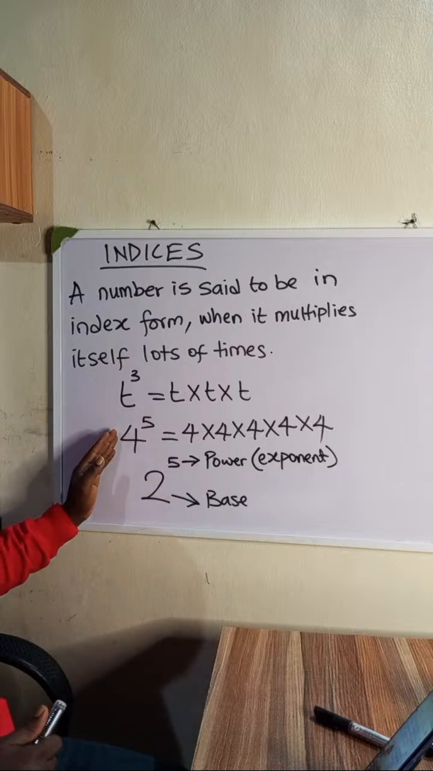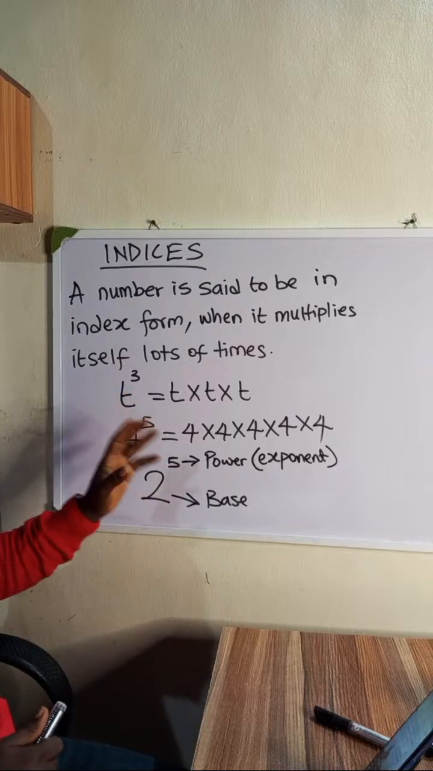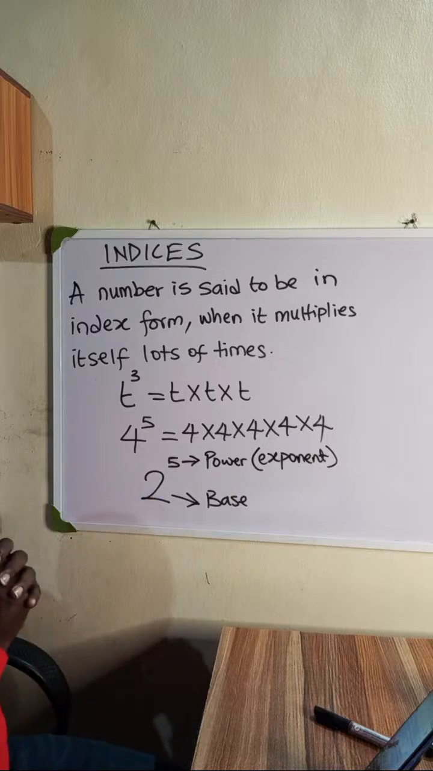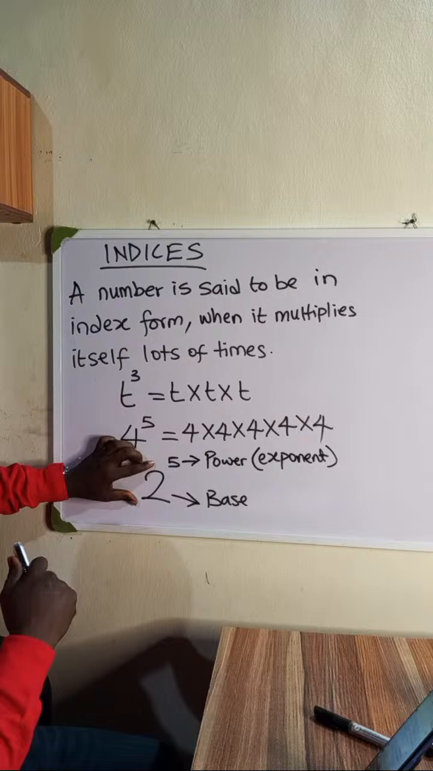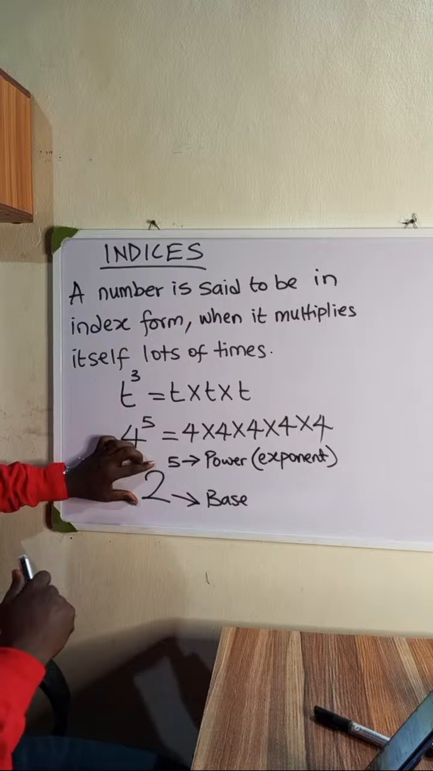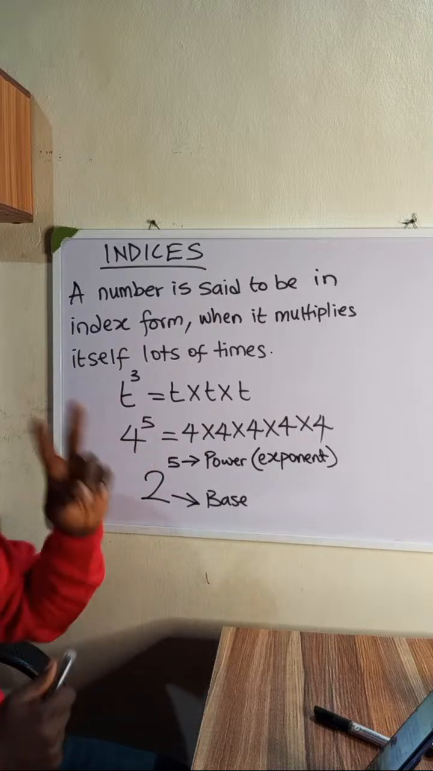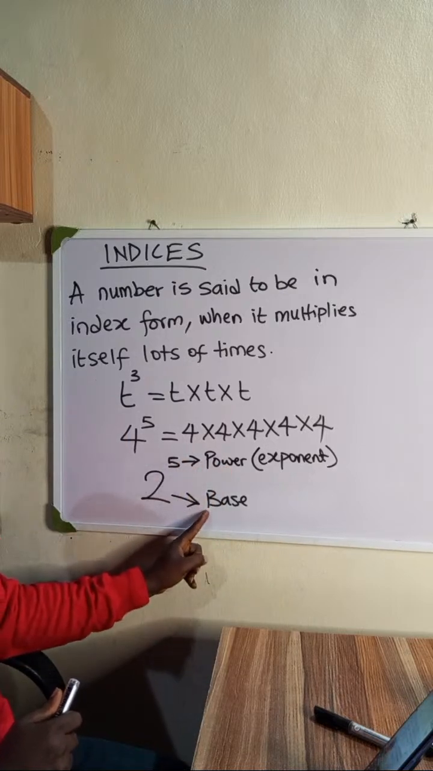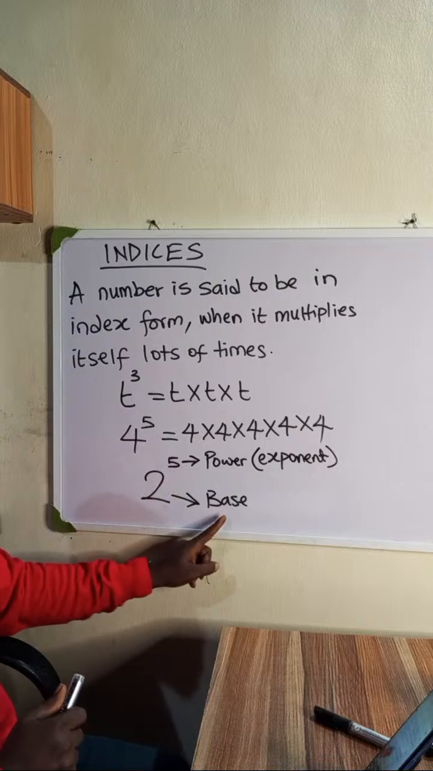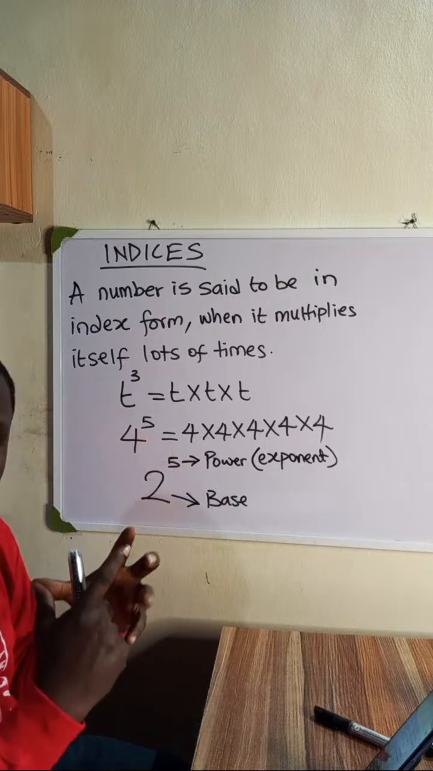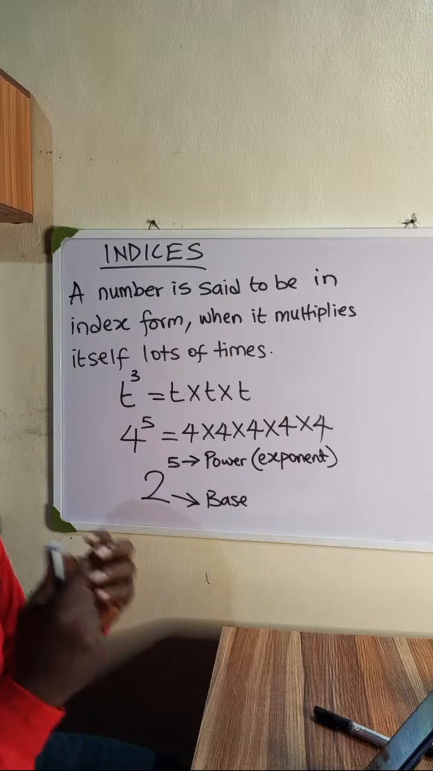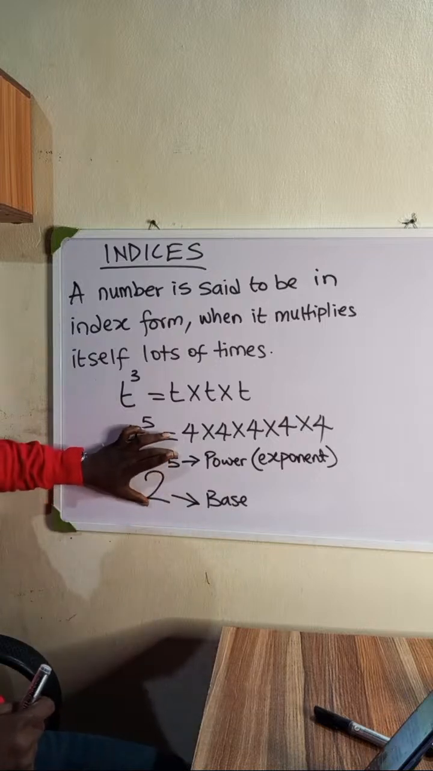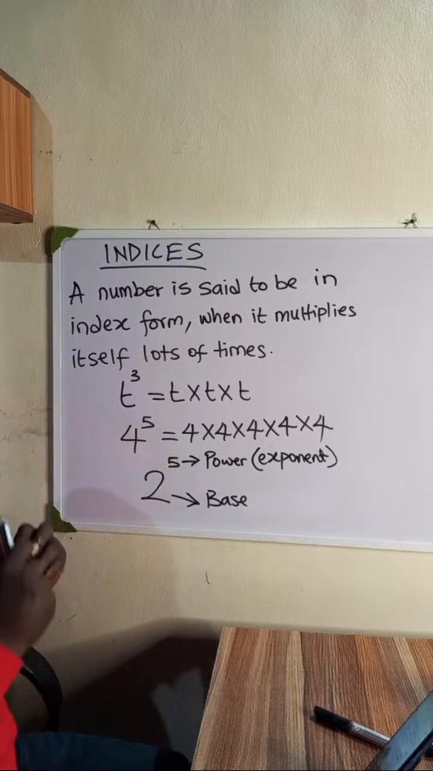We also looked at 4 to the power of 5. 4 to the power of 5 means 4 is multiplying itself 5 times. And then we said that when you have a number in index form, it consists of two numbers: the number at the top, the power, and the number at the bottom, which is called the base. Both of them together are called indices or an index number.